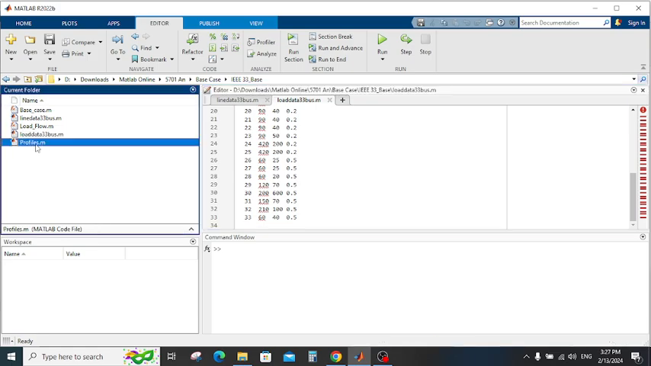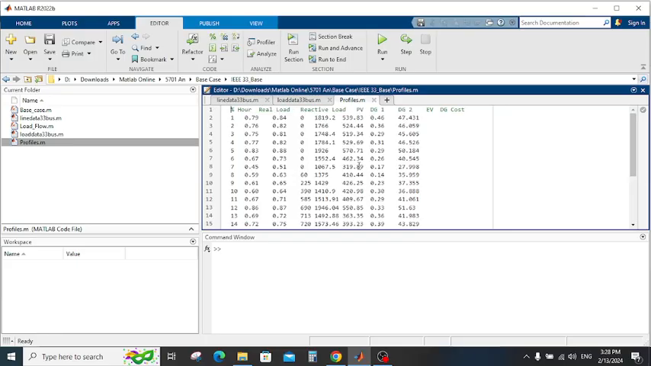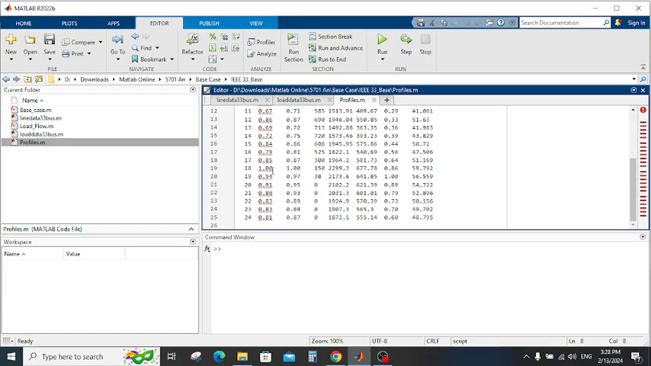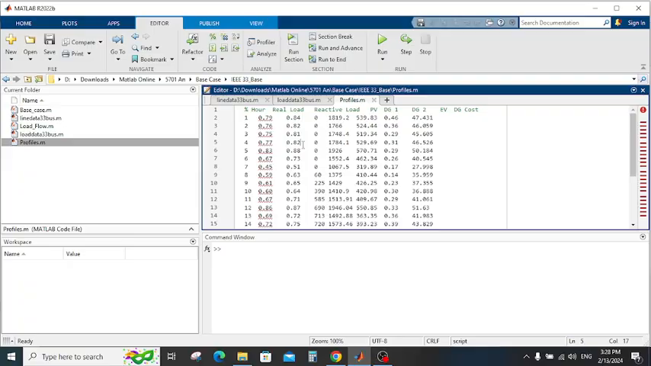The third file is the profiling. In this file, the hours are defined, 24 hours, the real load profile, how to deal with the time, and also the third column is the reactive power load, how to also profile it for 24 hours.